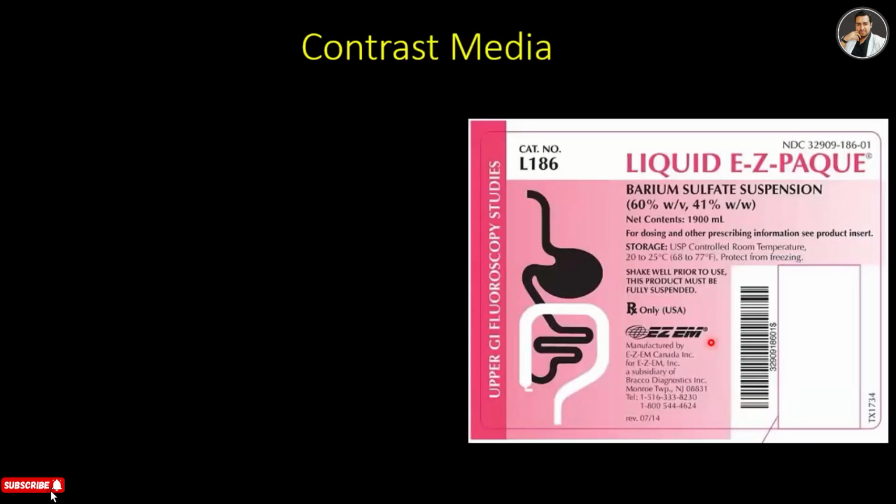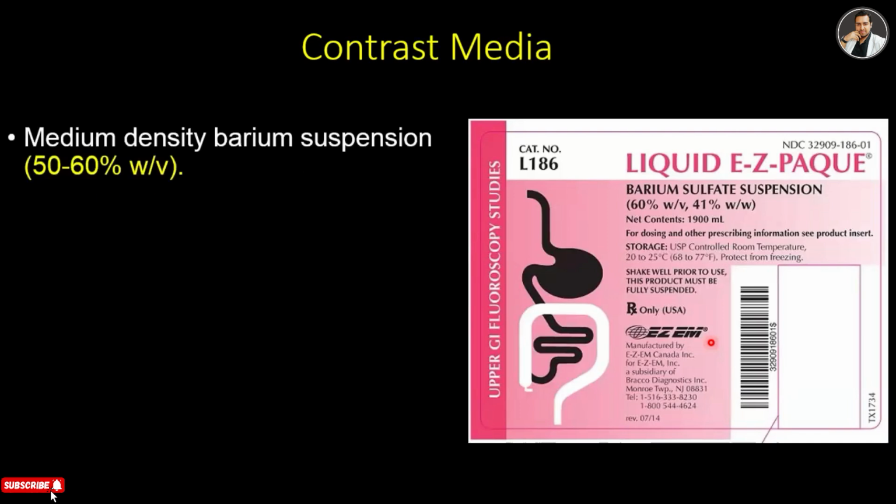And let's introduce the contrast media. The contrast media here is a barium suspension, and it's a medium density solution that is 50 to 60% weight per volume. That means a 100 milliliter solution will have 50 to 60 gram barium sulfate powder. Here you can see a ready-made solution available, called the liquid easy pack barium sulfate suspension. It is 60% weight per volume and 41% weight per water. So this is a good example.